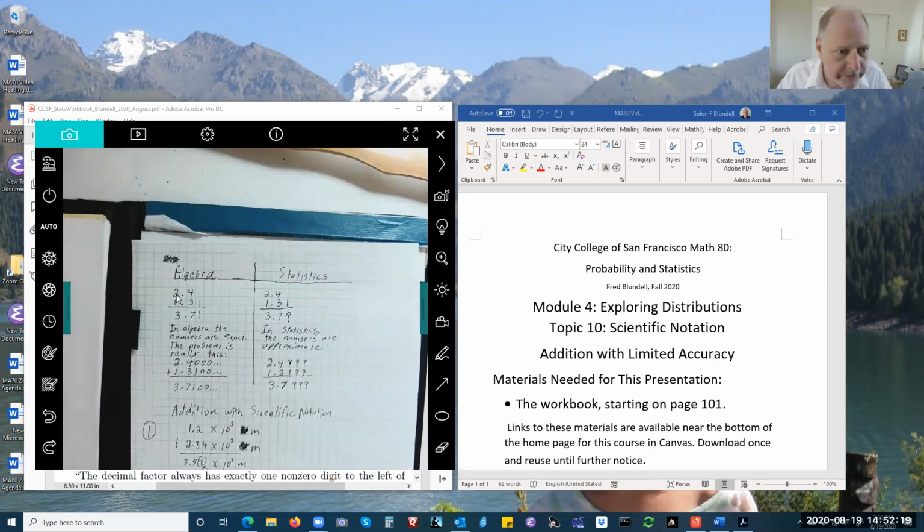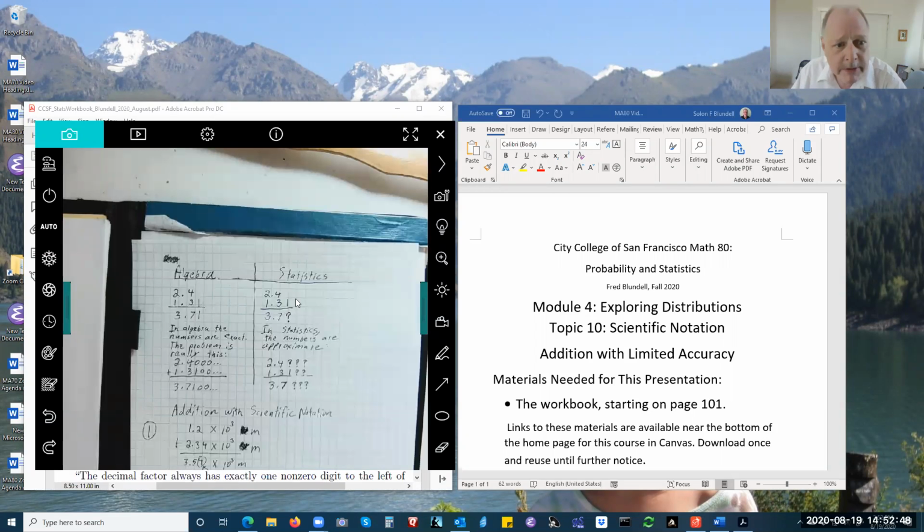if you have, say, 2.4 plus 1.31, it is assumed that the numbers are perfectly accurate, that it's really 2.4000 forever and 1.31000 forever, so that when you add them, you know how regular addition works. You get 3.71, and that's the end of the story.